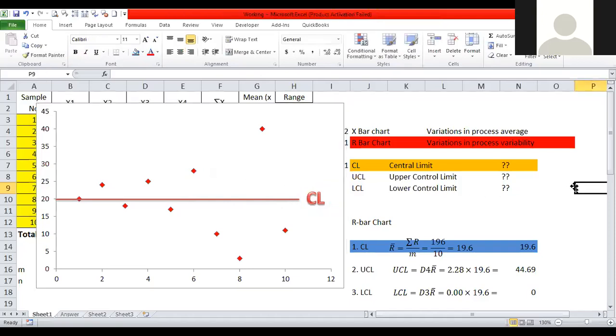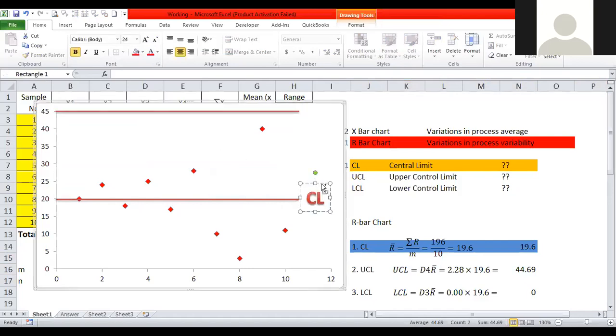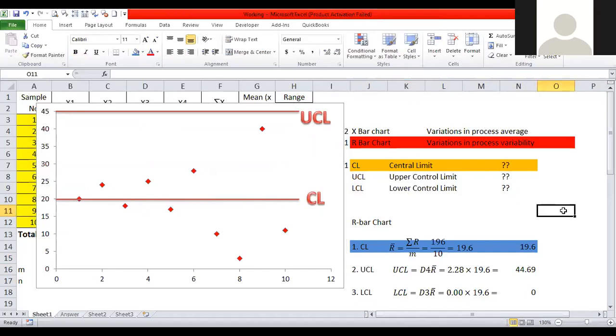Then you have to draw the upper control limit. We know the upper control limit is 44.69. When we round it, it is 45. So we have to draw that as well. This is the upper control limit, that is UCL. That also we have drawn.